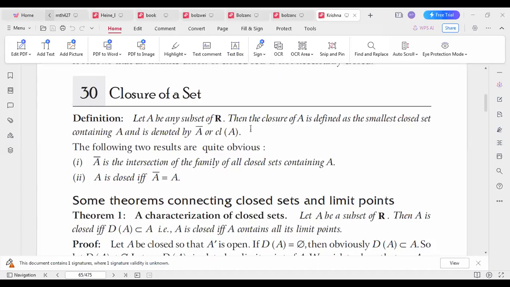Now another important property is the closure of a set. Let A be any subset of R, then the closure of A is defined as the smallest closed set containing A and is denoted by A bar. The following two results are quite obvious. A bar, or closure of a set, is the intersection of the family of all closed sets containing A. A is closed if and only if closure of A equals the set A itself.